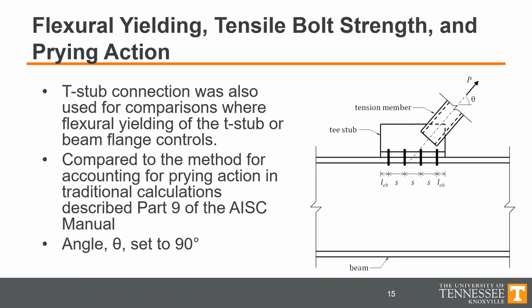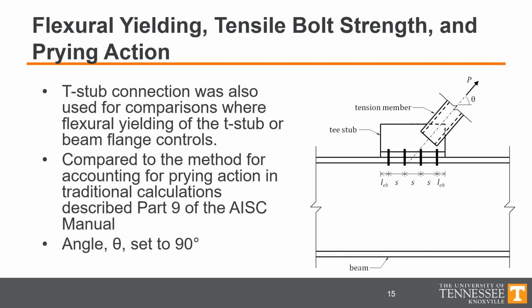Moving on from the slip limit state, the T-stub is also good for evaluating flexural yielding of the plate, tensile bolt strength, and how these two limit states are coupled by prying action. For these comparisons, we changed the angle to 90 degrees, perpendicular to the beam, and the comparisons were made to the method for capturing prying action in Part 9 of the AISC manual.